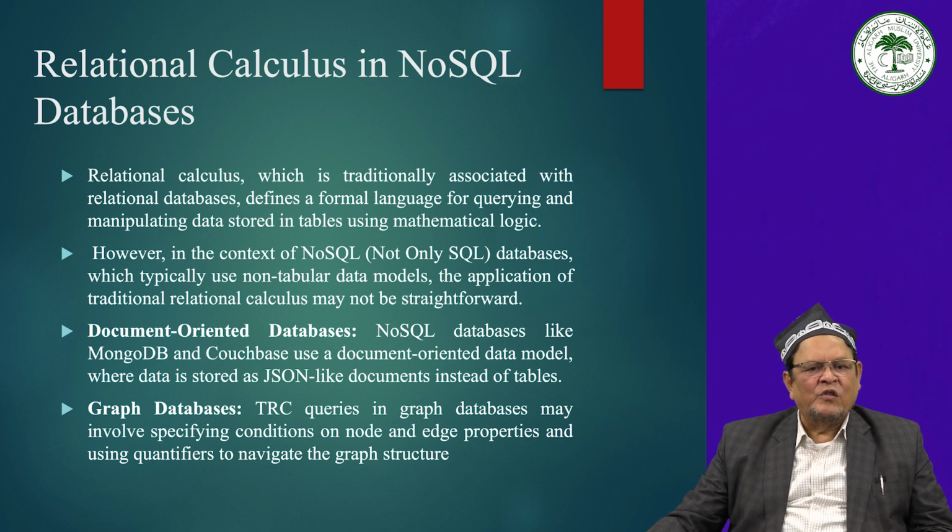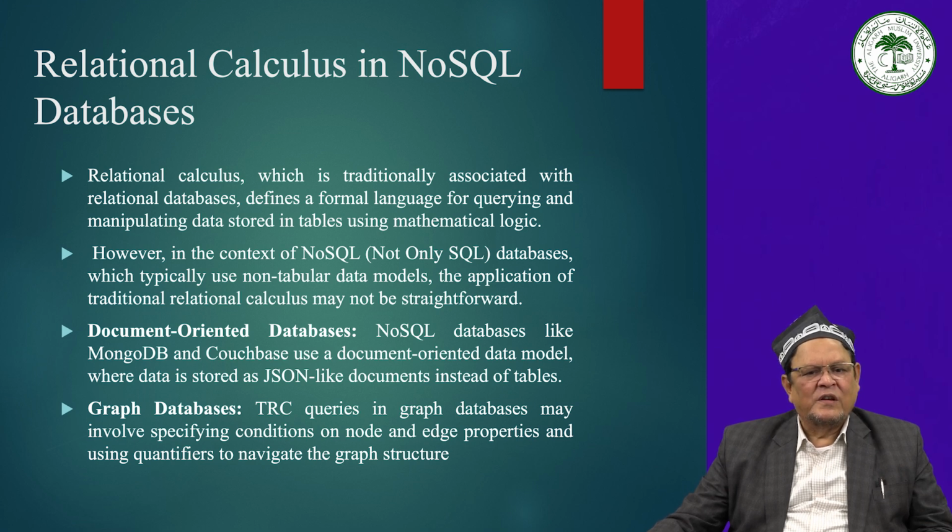Next is key-value stores, query languages and APIs. Schemaless nature: NoSQL databases often have a schemaless or flexible schema model, allowing for dynamic changes to data structure. Relational calculus, which relies on a fixed schema and well-defined relations, may need to be adapted to accommodate the schemaless nature of NoSQL databases.